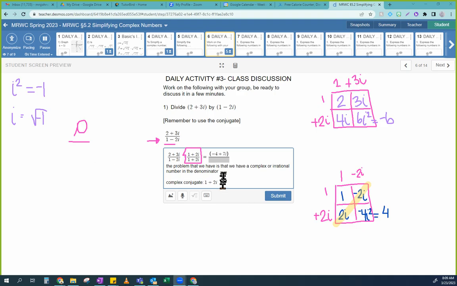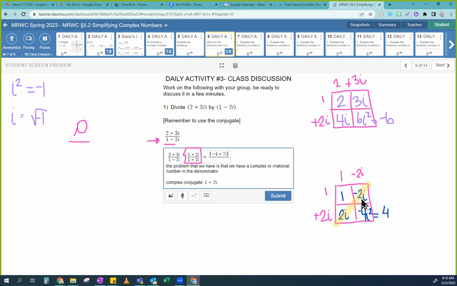Everyone's like, yeah, Ms. Johnson, we wanted them to cancel out. That was the whole point of you doing this, right? So I'm just going to give you a red flag. If you do this and your denominator still has i's in it, you need to go back and check your answers, check your conjugate, check your multiplication, check something, because you did something wrong.